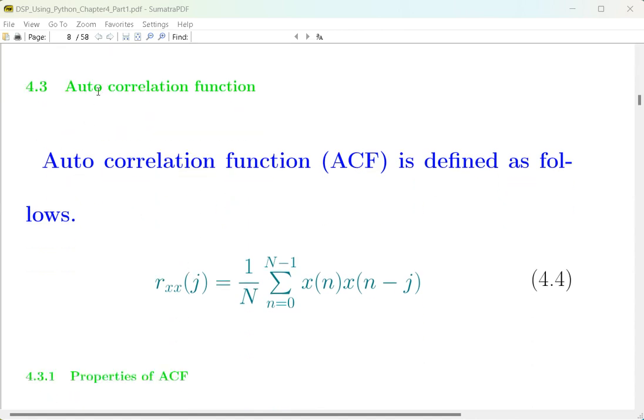What about the next idea? ACF. It is defined as follows. R double x of j is equal to 1 over N, summation n from 0 up to capital N minus 1, x of n times x of n minus j, a shifted version of the same signal.